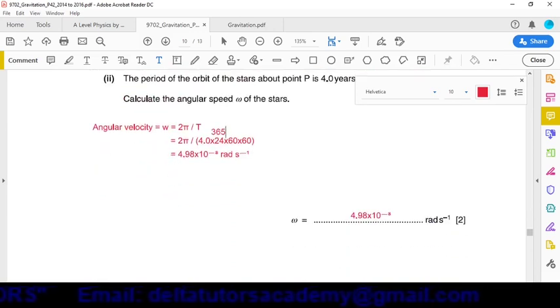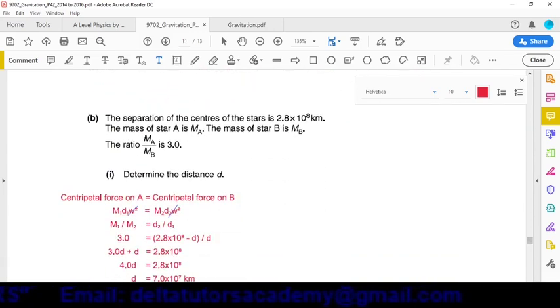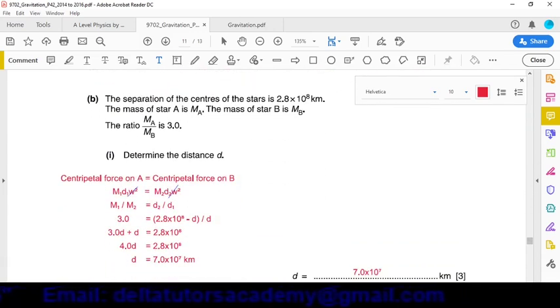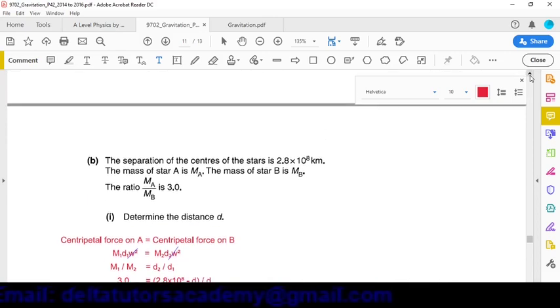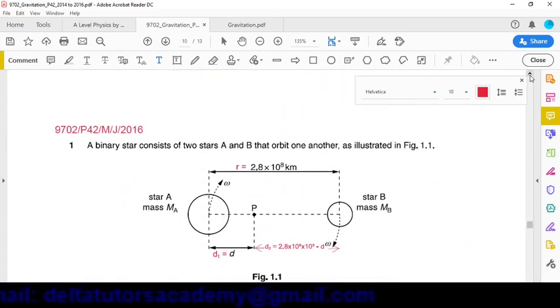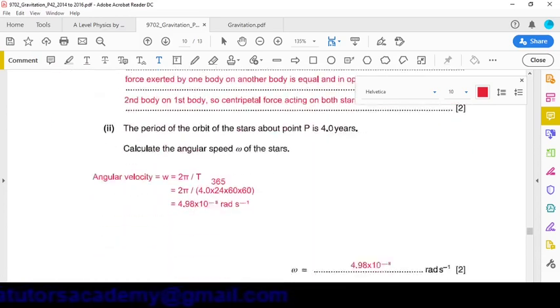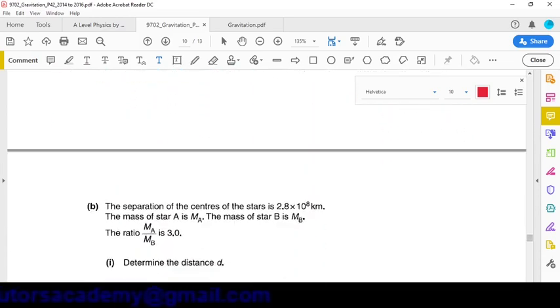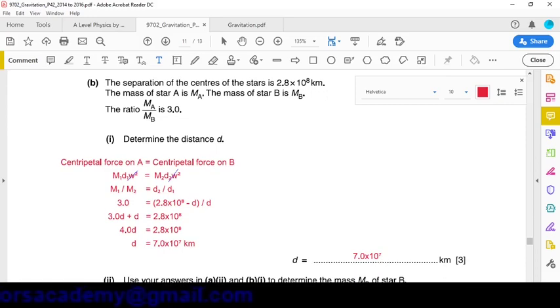We have to calculate the distance d. Distance d means this distance that we have represented by d1. So we have to calculate d1.